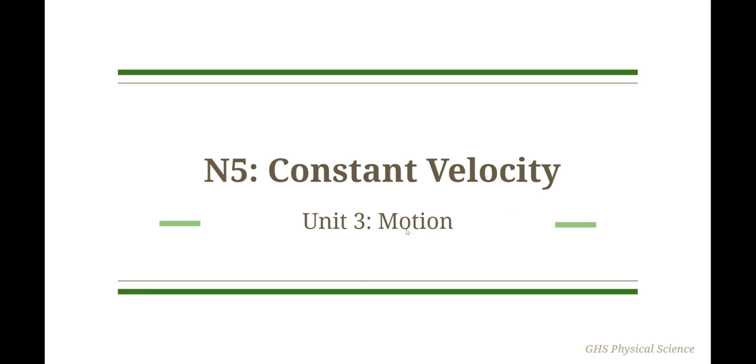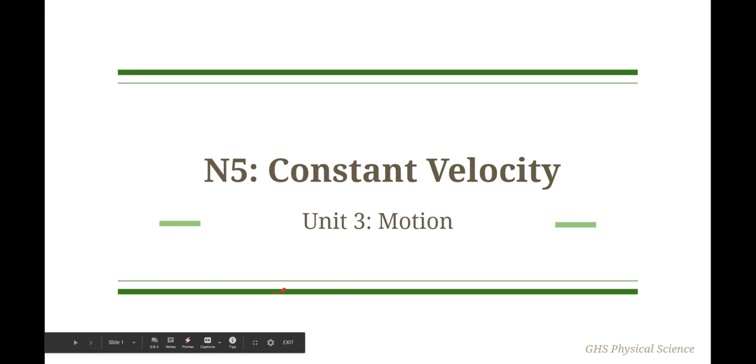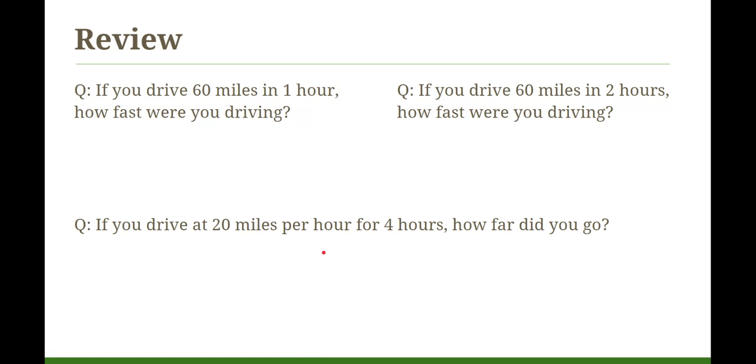So these are the notes for constant velocity on page 16 in your notes packet. We'll start with 3 questions, just to review how we can talk about how fast something is moving or where it is. So the first one asks, if you drive 60 miles in an hour, how fast are you going? And so the way that we describe speed is in miles per hour.